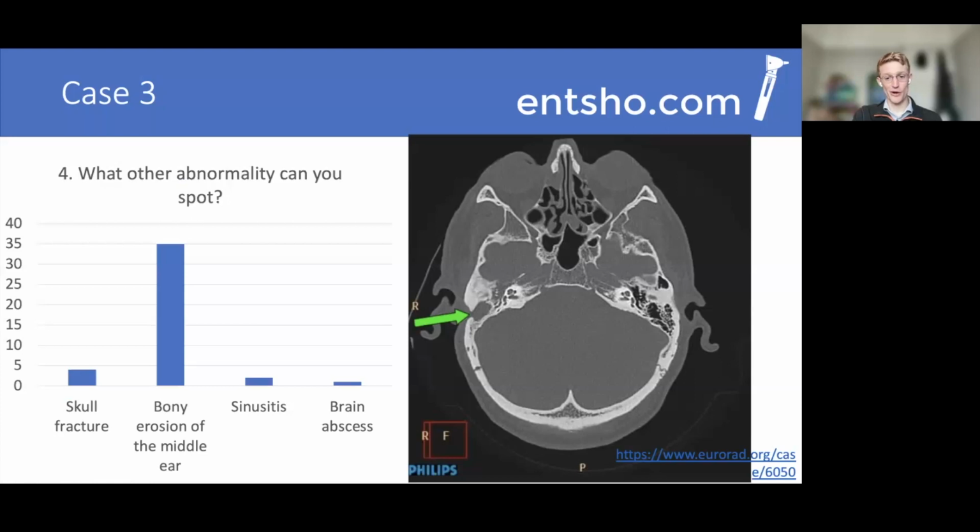And then what other abnormality can you see? So this is a little bit more subtle. So we're looking here, and you can see that there's been erosion of the middle ear, so you've actually got continuity with the middle cranial fossa. So that's the other abnormality to spot. And you can also obviously see, unlike air in the middle ear on this side, we have fluid-filled space on this side.